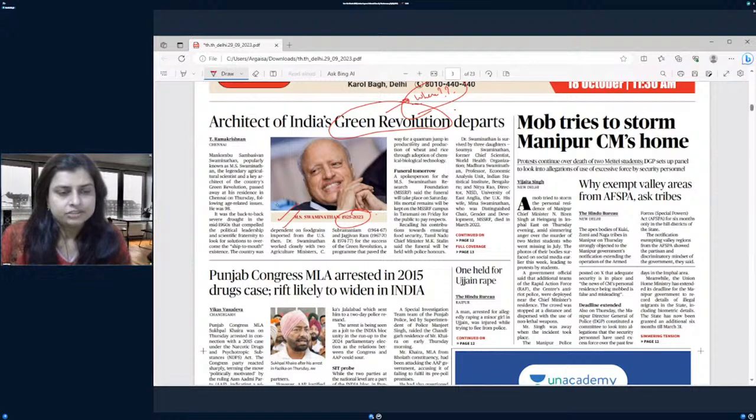M.S. Swaminathan, the legendary agricultural scientist and a key architect of the country's Green Revolution, has passed away. It was the back-to-back severe droughts in the mid 1960s that compelled the political leadership and scientific fraternity to look for solutions to overcome the ship-to-mouth existence. That means the country was heavily dependent on food grains imported from the US then.